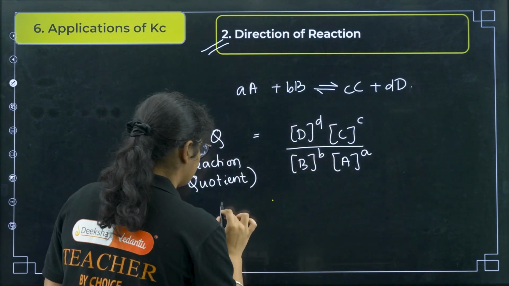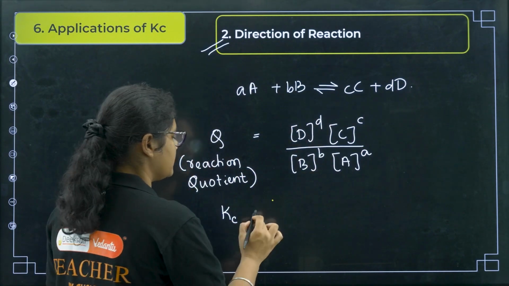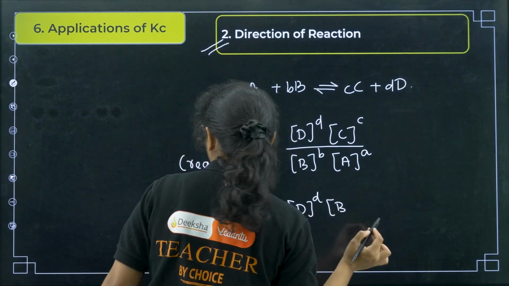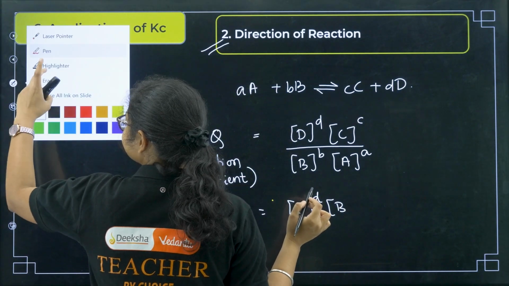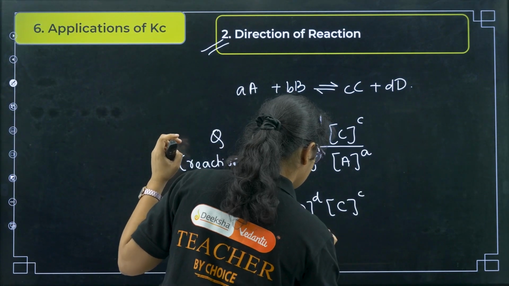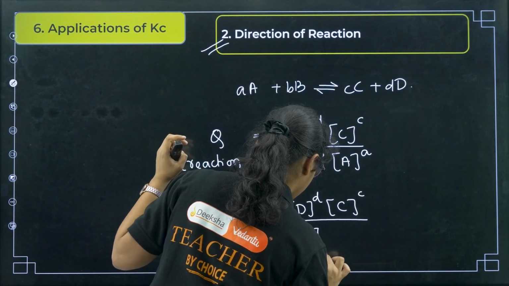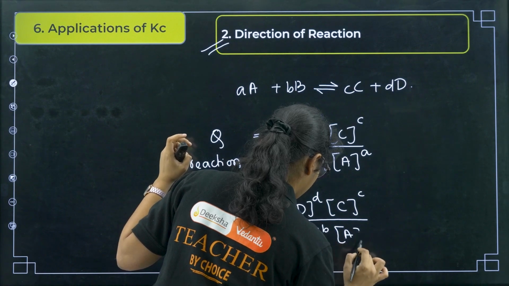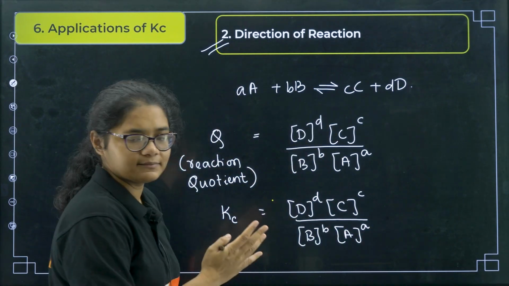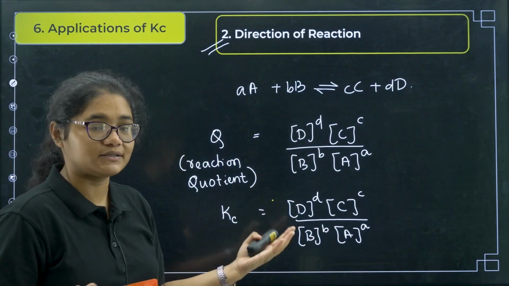Now if I want to calculate Kc here, the same thing I'll write: D to the power of D, B to the power of B... so we have C to the power of C, B to the power of B, and A to the power of A. Now if you see this one, the formula seems very same, right? Both of them are same, but what is the difference?